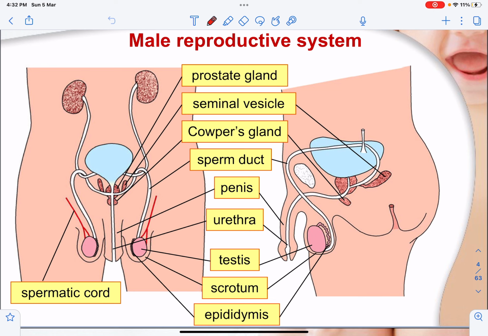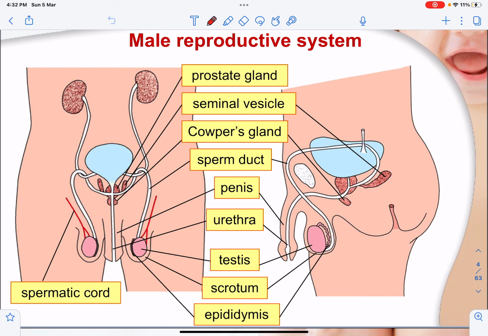Then you have your scrotum, which is the portion that houses the testicles outside of your body. The reason is that in your internal human body system, 37 degrees Celsius is quite high, and it is not a very good optimum temperature for sperm development. And then of course you have your epididymis.